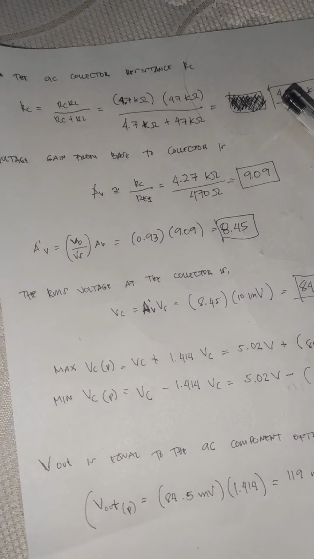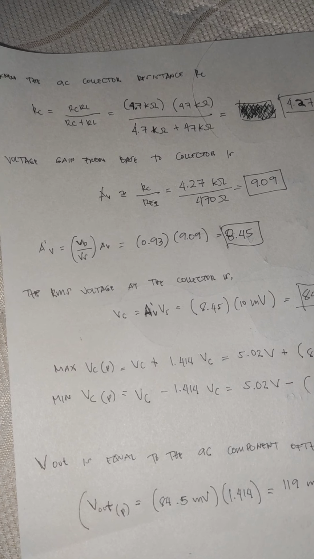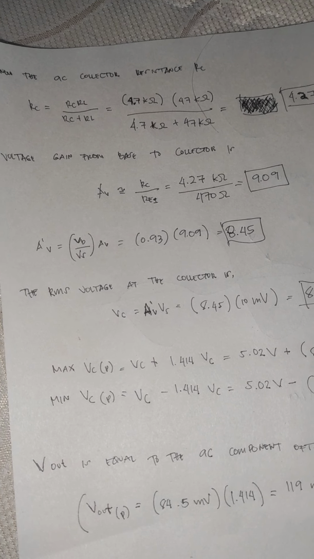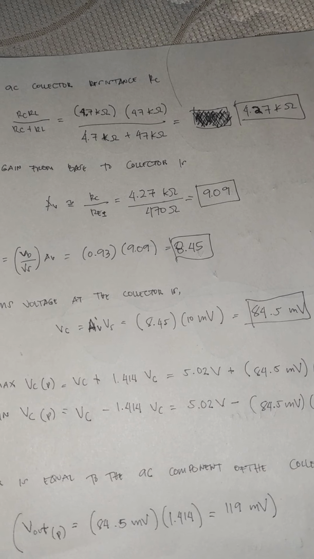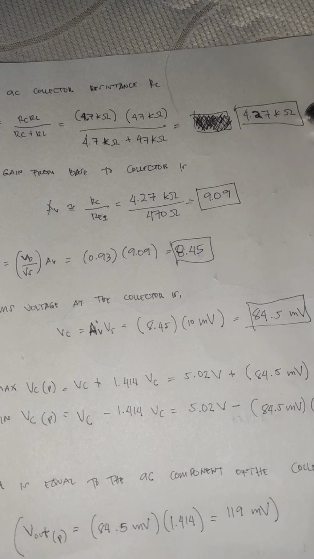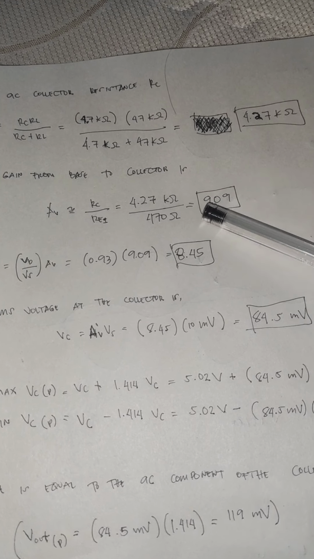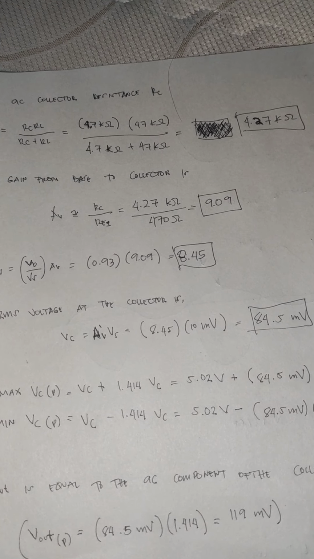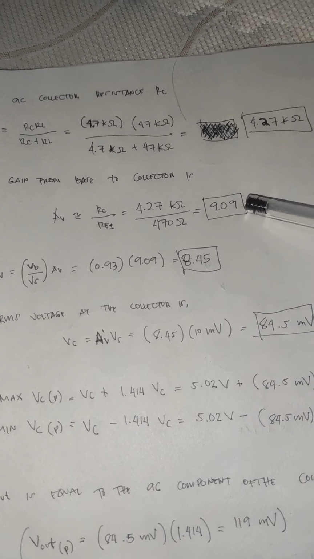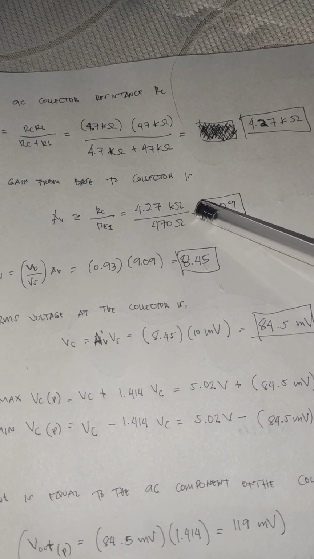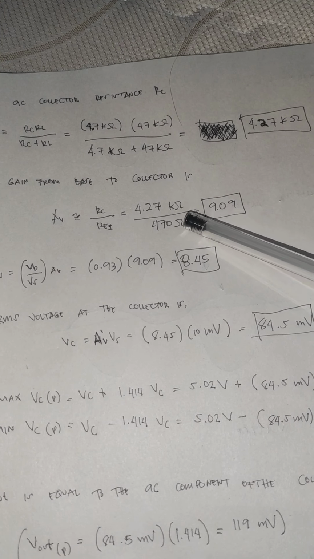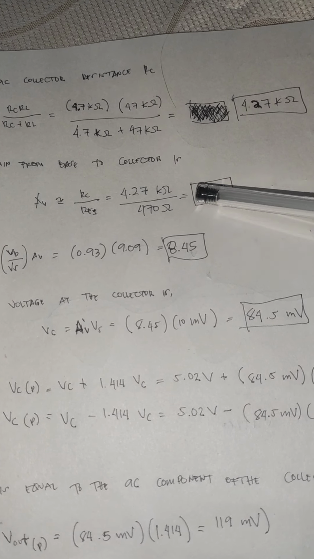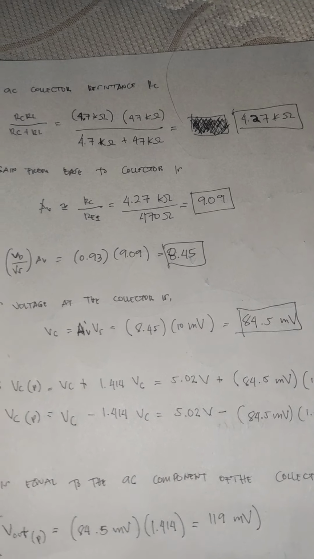ohms. Next step, voltage gain from base to collector is AV is equal to rc over re1. So equals 4.27 kilo ohms, which is dali nako siya nakuha, over re1, which kailangan nako i-convert para mahimo na lang siyang ohms. So 470 ohms is equal to 9.09.